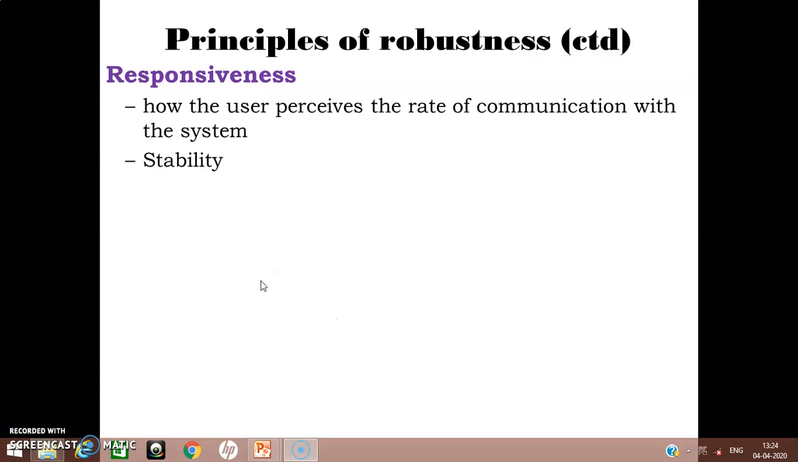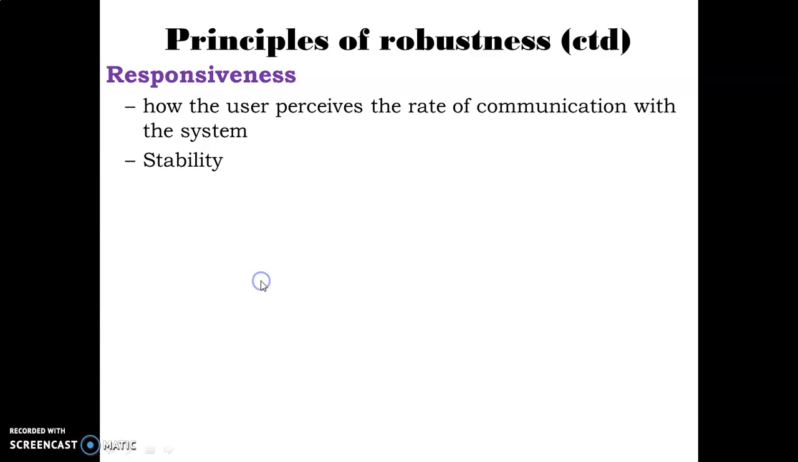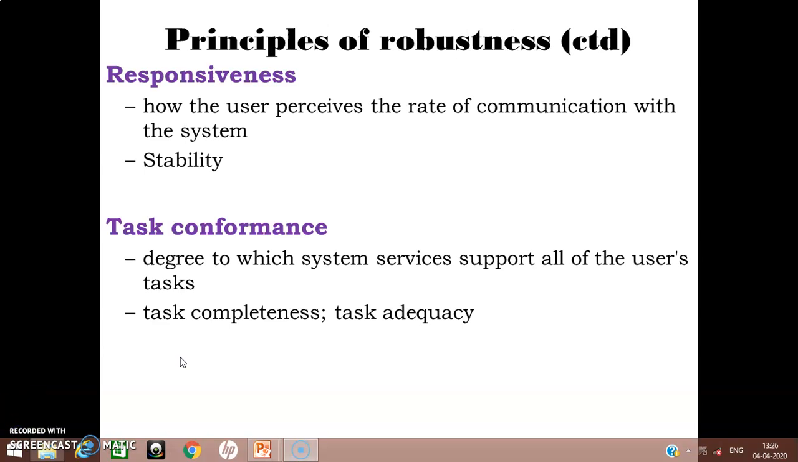Responsiveness is how the user perceives the rate of communication with the system. It basically depends on the response time. Task conformance is the degree to which the system services support all of the user's tasks. It depends on task completeness and task adequacy.